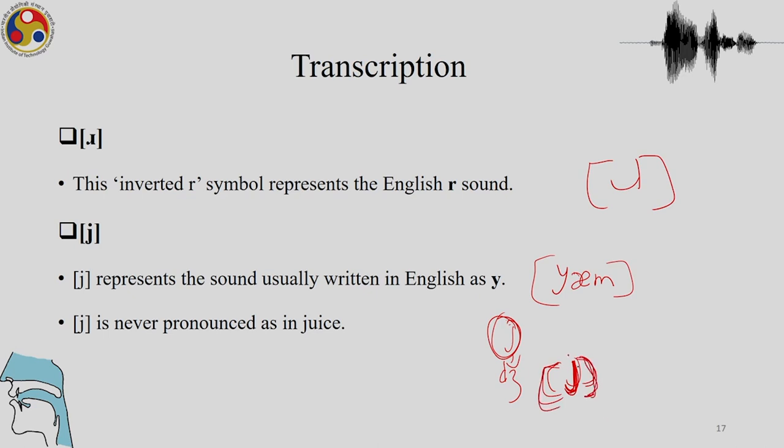So in the English alphabet system, this represents j and not y, as in this is the IPA, and this j is English, and this y is in IPA.